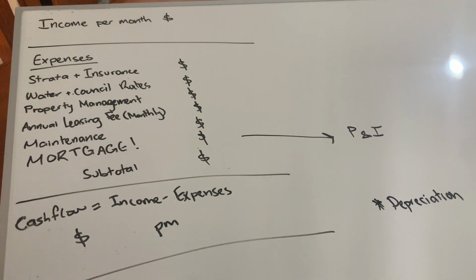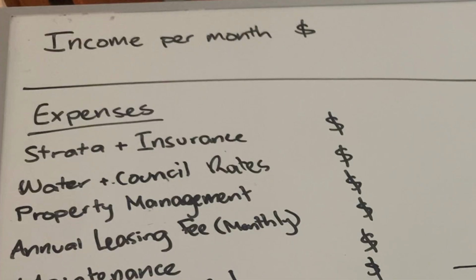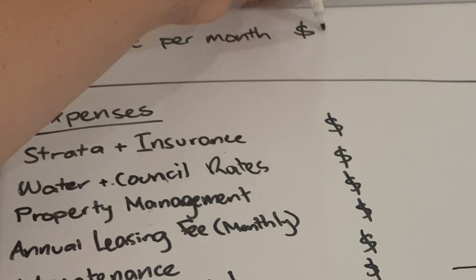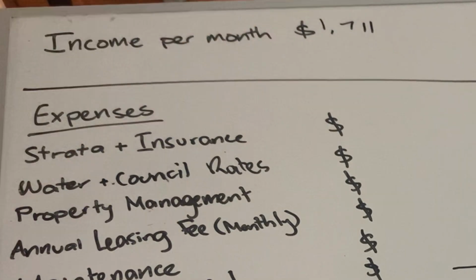Okay guys, so I'm here with my trusty whiteboard because you know how I roll, and let's get straight into it. I'm not gonna make you wait until the end. The income per month: just secured a tenant and their lease starts today at $395 a week, which works out to being $1,711 per month. So that is our entire income on this property per month.